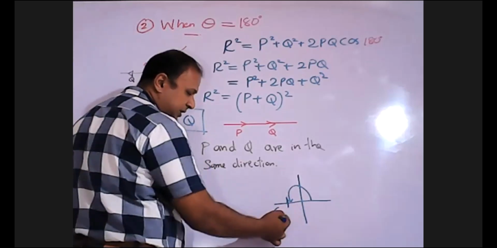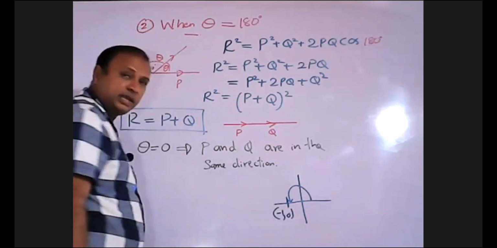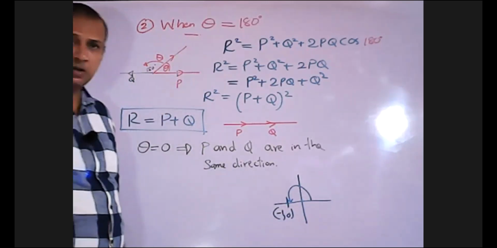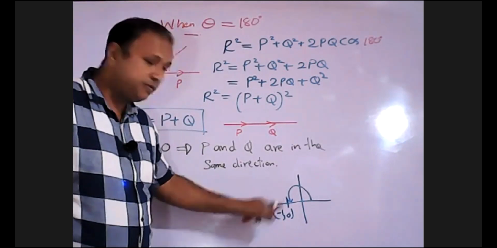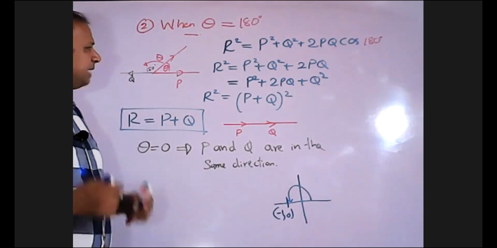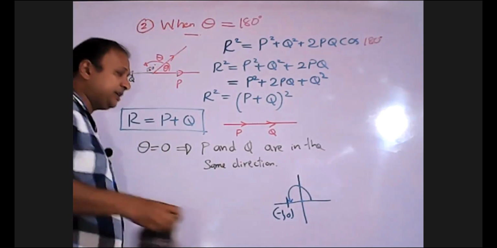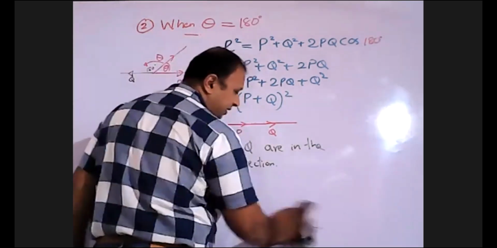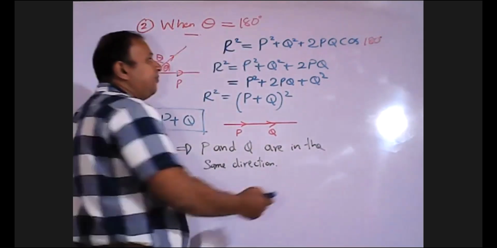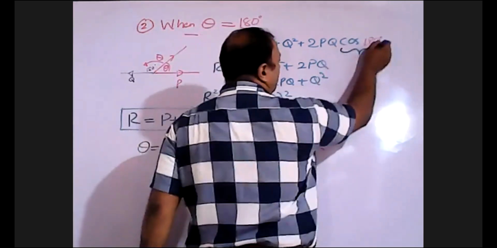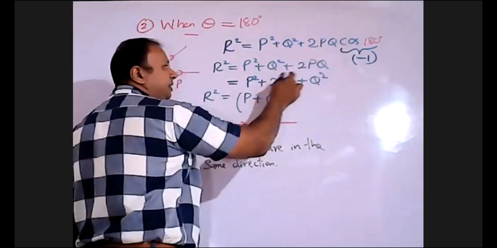So this point is equal to (-1, 0). Therefore cos 180 is equal to the x coordinate of this particular point. That means this is equal to minus 1. Cos 180 is equal to minus 1. So you have to multiply this one by minus 1.